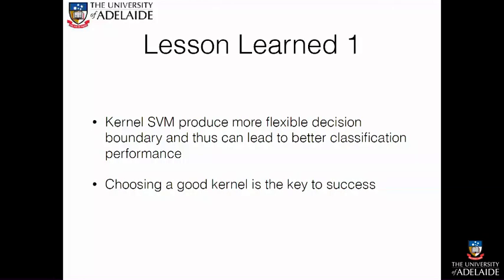We can view the linear SVM as a special case of the nonlinear SVM. In that sense, the nonlinear kernel SVM is more general than the linear SVM. If the kernel function is linear, which is k(xi, xj) equals xi transpose xj, the kernel function just calculates the inner product of the original data. Then this is just the linear SVM. And choosing a good kernel is key to success.